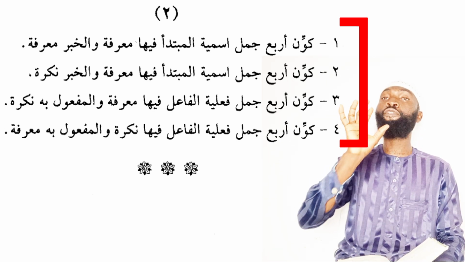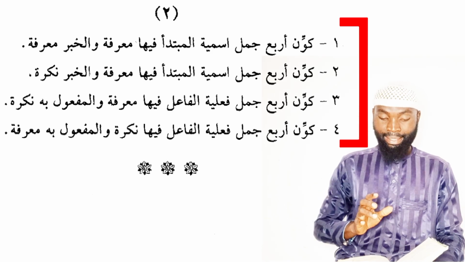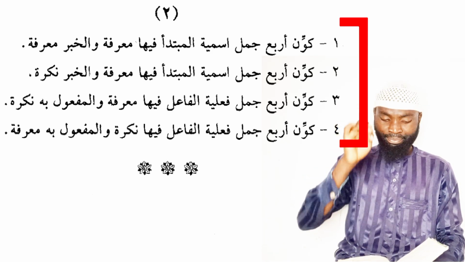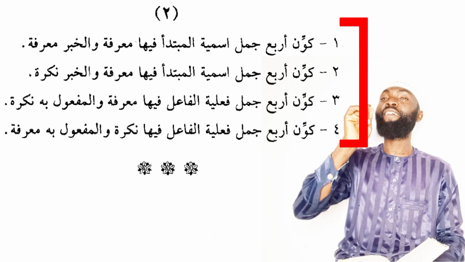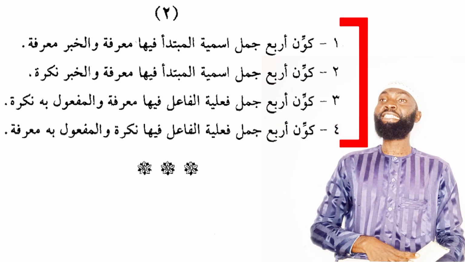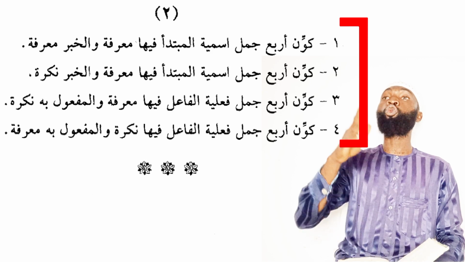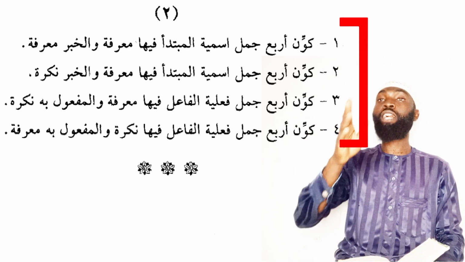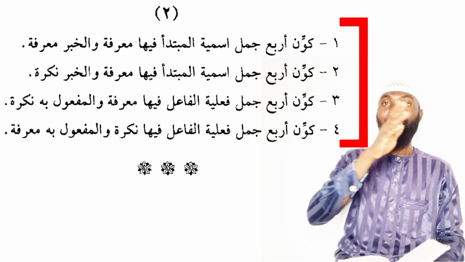Number 3 says Kawin arba jumalin fi'liyatin al-fa'ilu fiha ma'rifatun wal maf'ulu bihi nakira. Form 4 verbal sentences. Each of them should have a subject, and this subject should be a definite subject and the object should be indefinite. First one I can say Darabal ustazu taliban. Second I can say Saraqal lissu malan.